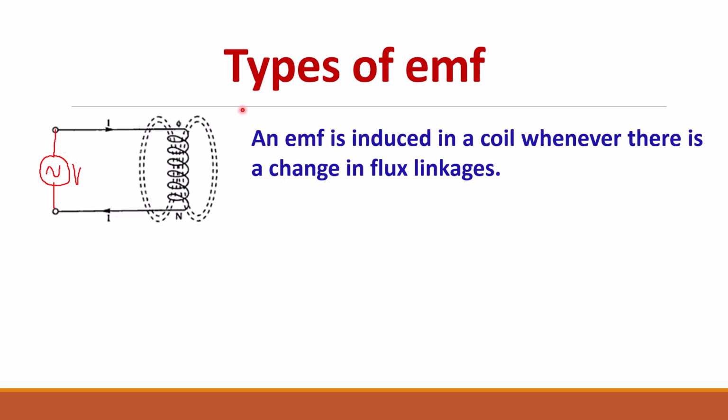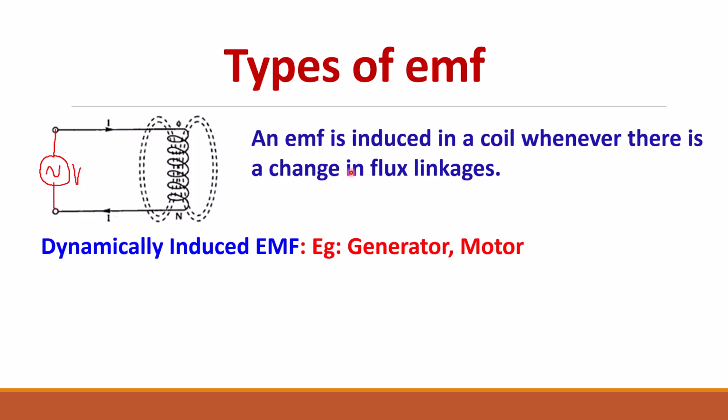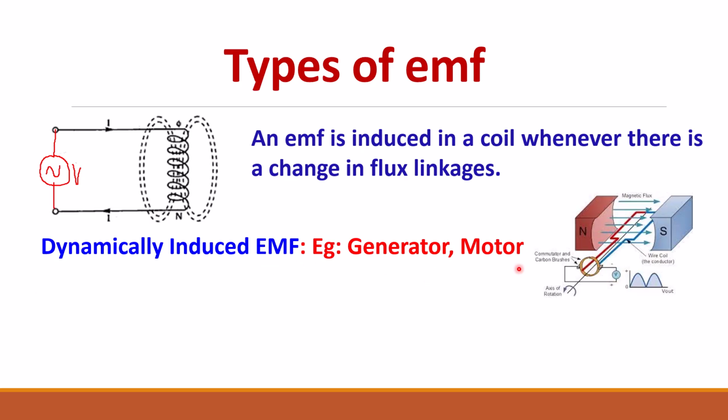We saw that whenever there is a rate of change of flux, an EMF will be induced. So let us see how to get that EMF. There are two types of EMF. One is called dynamically induced EMF that we normally get in a generator or a motor. Here the field will be kept stationary. You can see here the magnetic field is created by the magnets, that is stationary, and this coil will be rotating in it. So here it will cut the flux and EMF will be generated. This is called dynamically induced EMF.